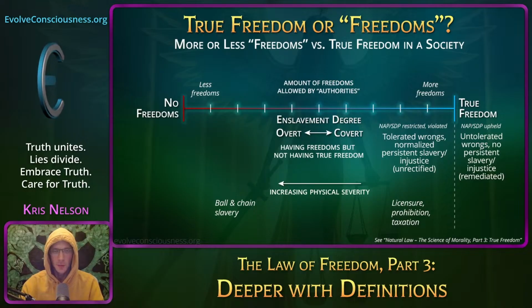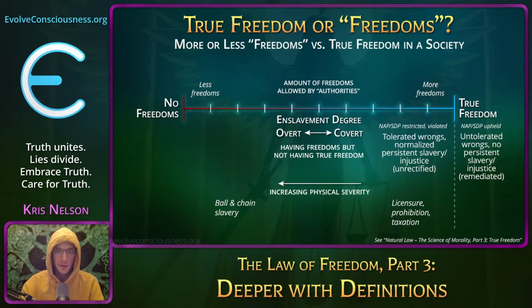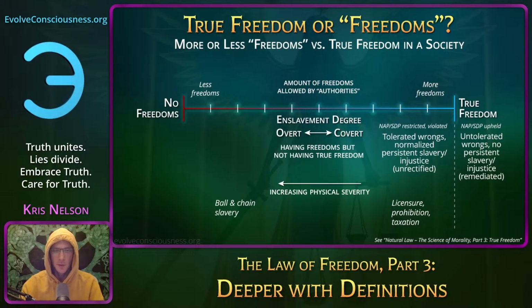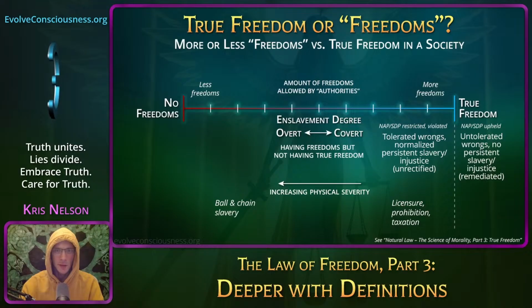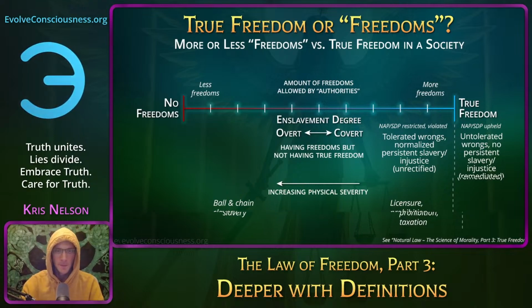You can check out Natural Law, the Science of Morality, Part 2, Slavery, where I go into that more in depth. Because if someone is taking any percent of the fruits of your labor, whether it's 100% or 99% or 1%, that's still making a claim of ownership, a false claim of ownership upon your property, and therefore upon you and your body and what you produce with your body, and therefore upon you.